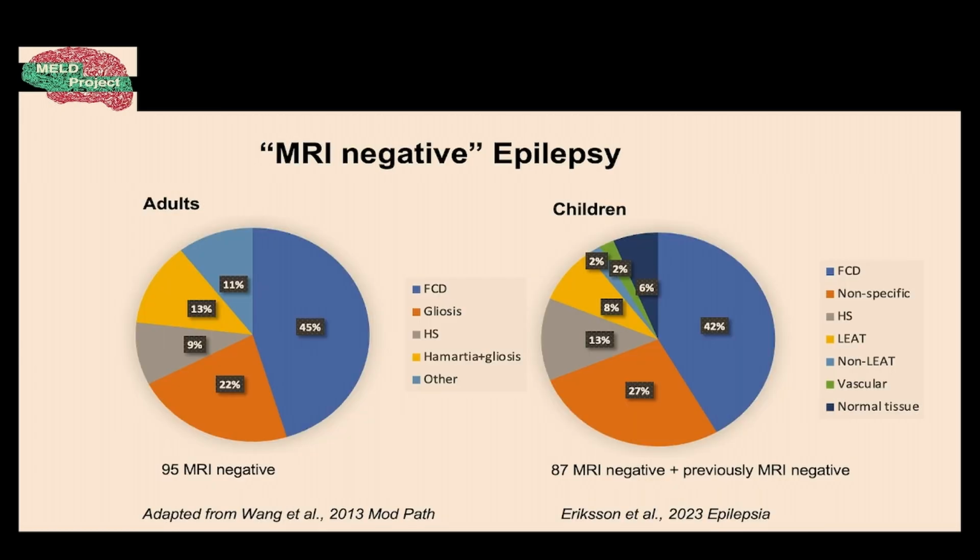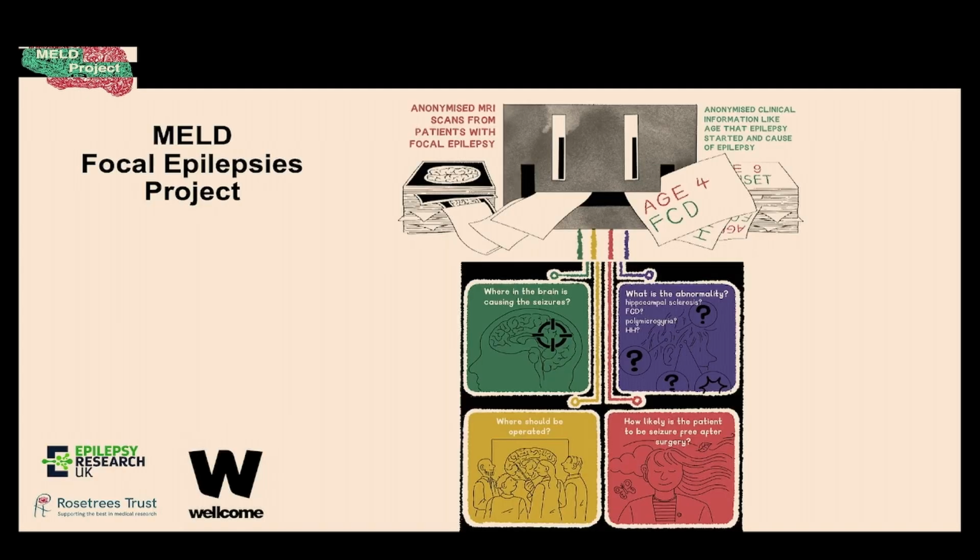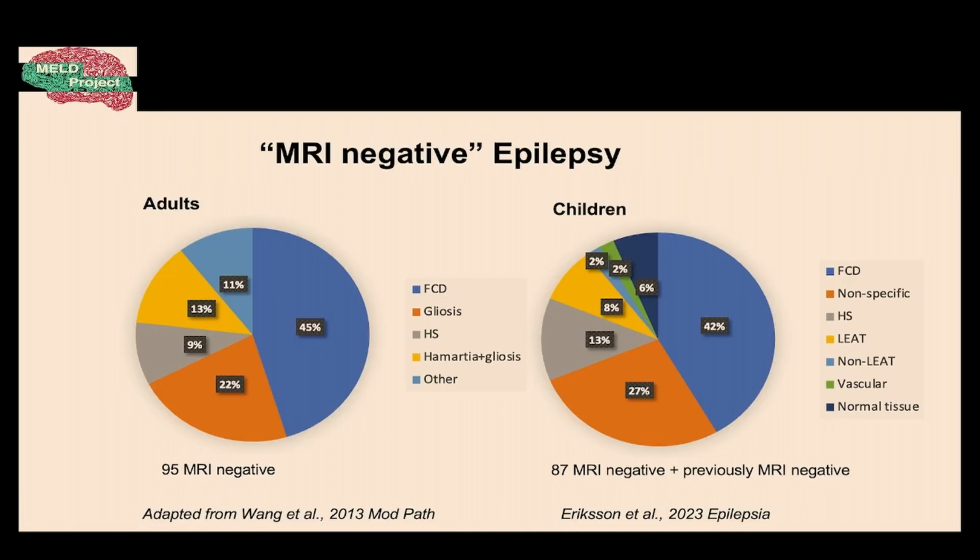And just in the last couple of minutes, so MRI-negative epilepsy, FCD is the most common cause, but actually it makes up less than half of the cases. And there's a whole range of other pathologies in this other section that we have to be thinking about. And so our new MELD focal epilepsies project is to collect many of these pathologies. So not just FCD, but HS, gliosis, these other kinds of tumors that can cause seizures and are sometimes missed.